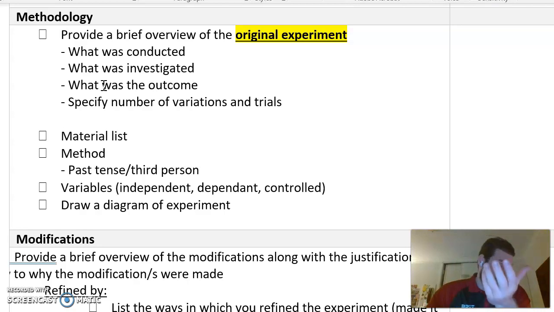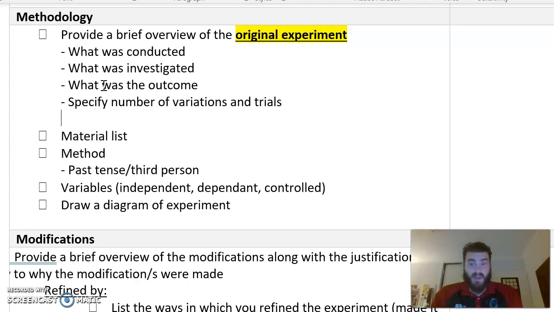Okay, so something along the lines of the original experiment was conducted in order to test for the rates of reactions of hydrochloric acid and magnesium. Explain a quick little brief overview there of what happens in the experiment, and again, don't use I, we, stuff like that in first person. This is all third person. Okay, so not I did this in the experiment. Okay, it was in the experiment. Hydrochloric acid was mixed with magnesium.